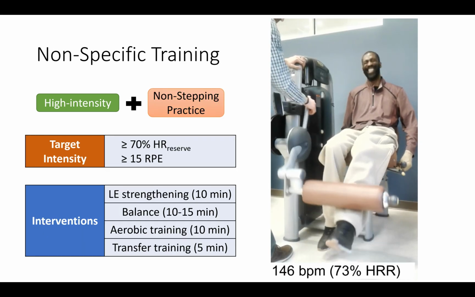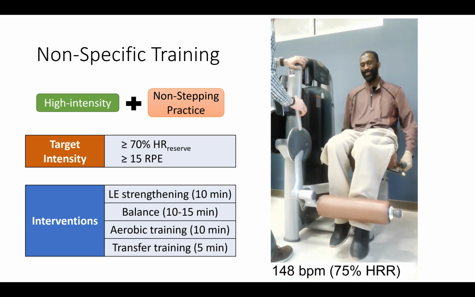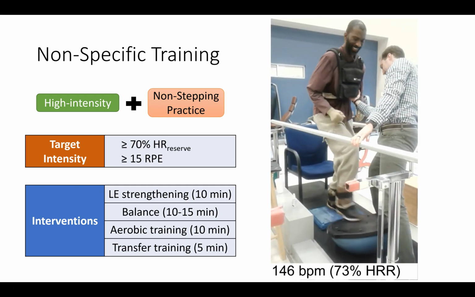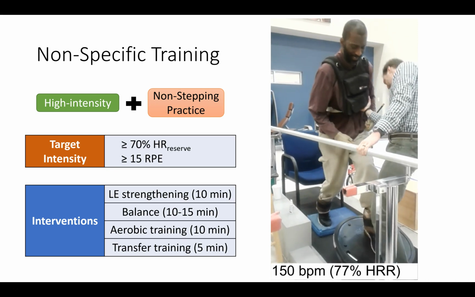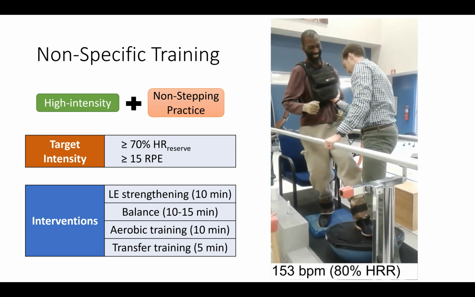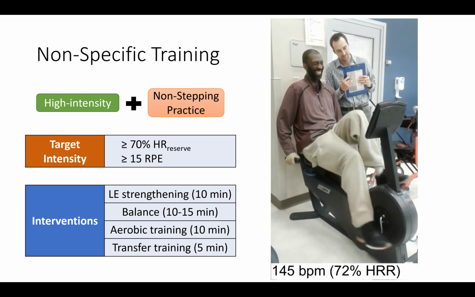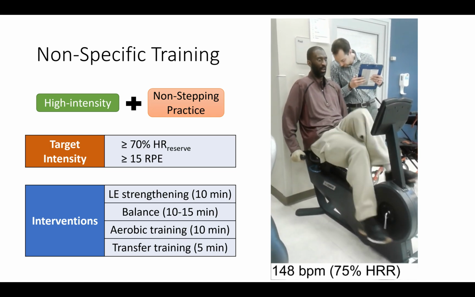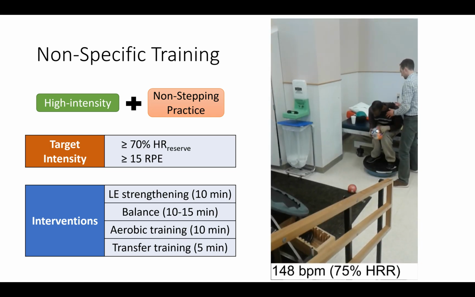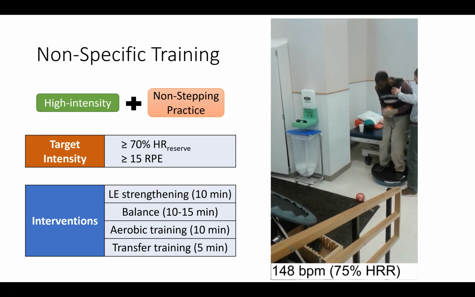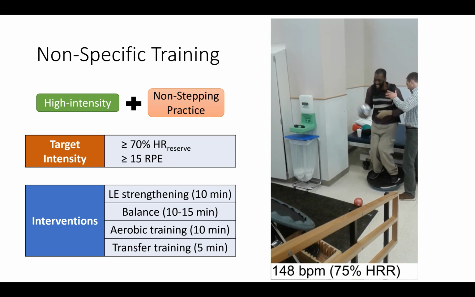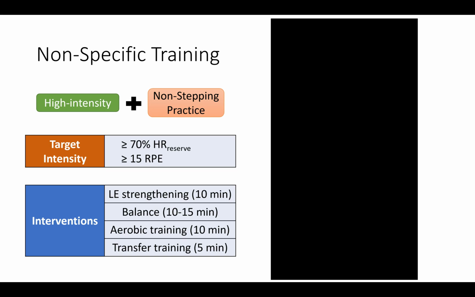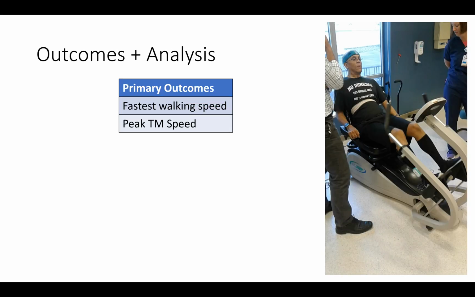The other group was the non-specific group, or the non-stepping practice. So similar cardiovascular intensities were targeted. However, in this group, we're going to spend time doing lower extremity strengthening. We're going to spend time doing balance. You can see weighted vests, ankle weights, lots of things to try to get the cardiovascular intensity up. Aerobic training, usually on a recumbent stepper or a NuStep or a bike like this. And then transfer training. So that could be bed mobility, that could be sit to stand, that could be floor transfers. Again, you see the vest, the Bosu ball, other things we can do to try to increase the cardiovascular intensity and difficulty of the task.